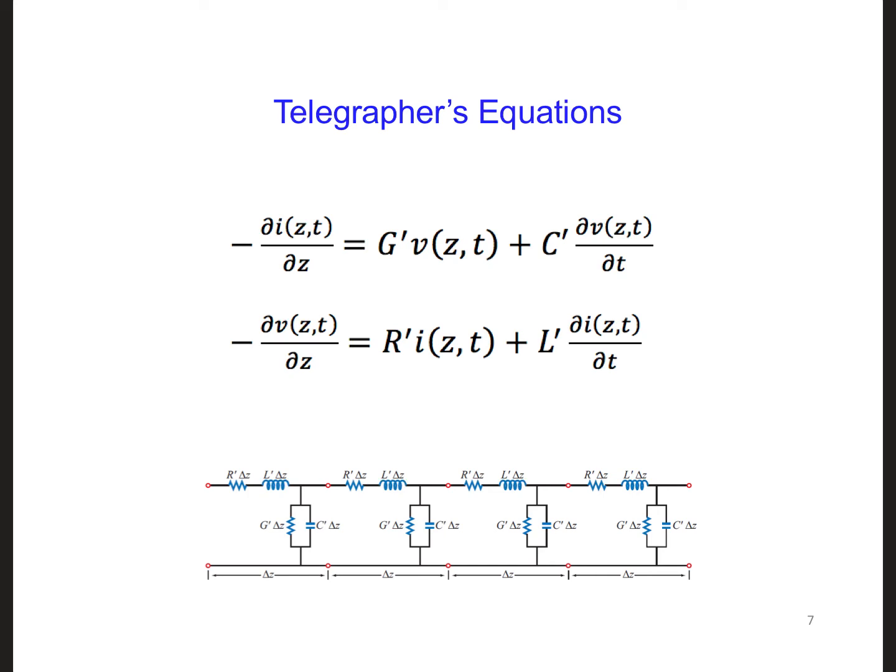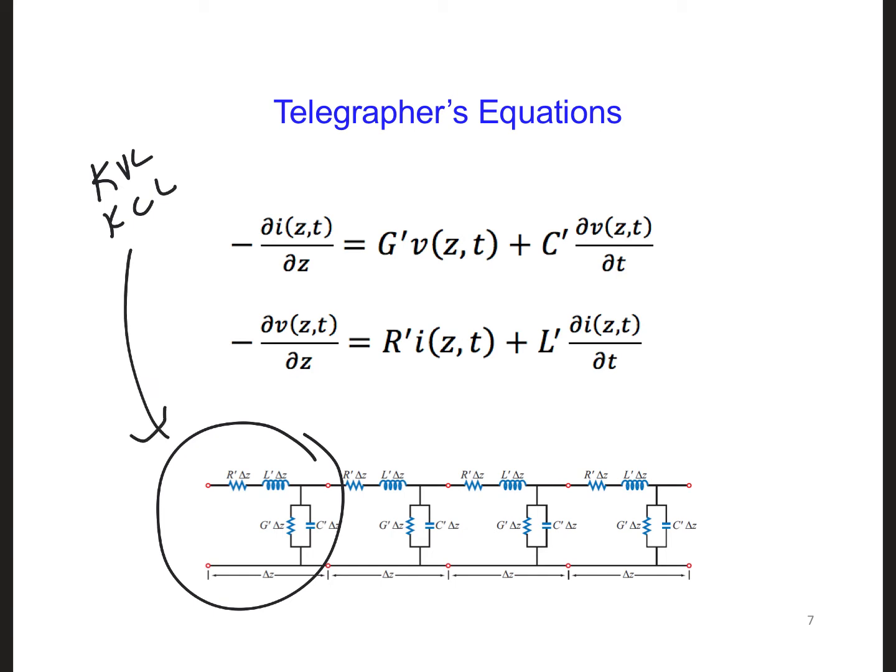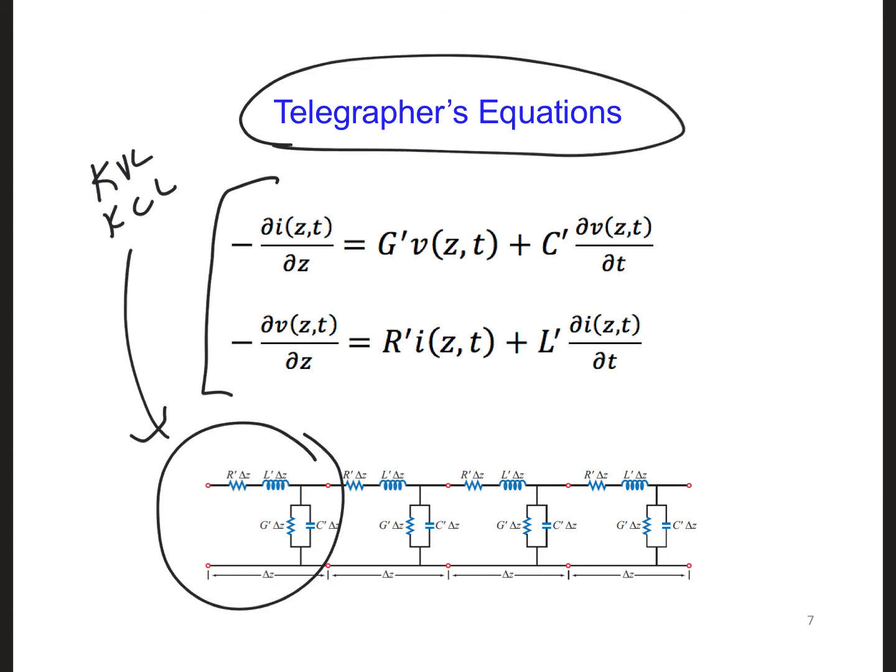Well, in 3300, when we developed an equivalent circuit for a transmission line, like the one here, and here's a whole series of them, we applied Kirchhoff's current and voltage laws, KVL and KCL, to the equivalent circuit, and we ended up with what are called the telegrapher's equations, which are shown here.